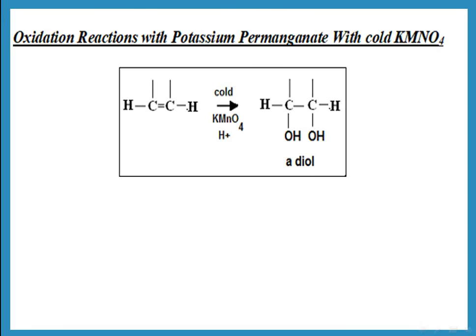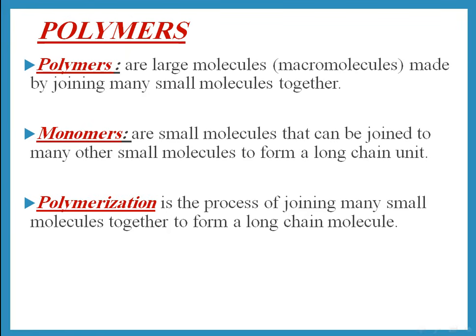This is called a diol. Something with two OHs is called a diol. So remember that reaction with acidified potassium permanganate or potassium manganate with concentrated sulfuric acid, this will give a diol. That means I'm going to open up the double bond and put an OH on each carbon.